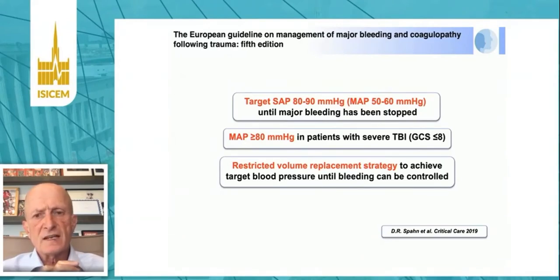It is obvious that if we have to deal with a trauma brain injury, we have to increase the mean arterial pressure to be sure that we have a good perfusion, cerebral perfusion pressure, and we have to reach a mean arterial pressure equal or greater to 80 millimeters of mercury.